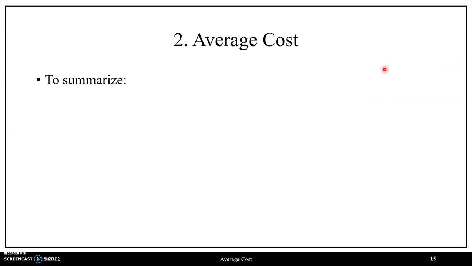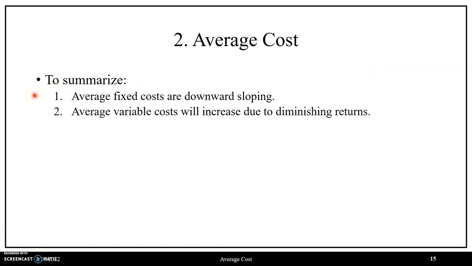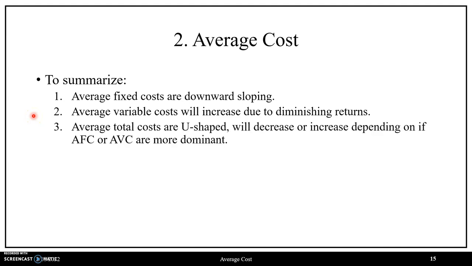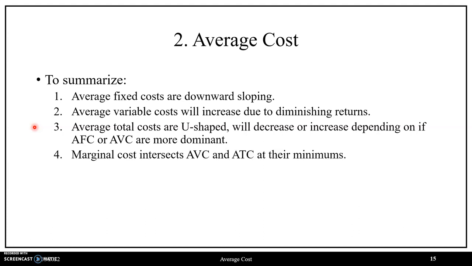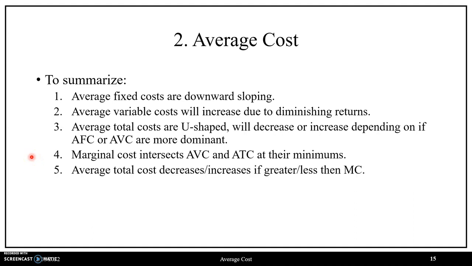To summarize what we saw in terms of these average costs, average fixed costs are downward sloping, whereas average variable costs will increase due to diminishing returns, and average total costs are U-shaped and will decrease or increase depending on whether average fixed or average variable costs are more dominant. In regards to marginal cost, it will intersect average variable cost and average total cost at their minimums, and we can restate why average total cost is U-shaped by reflecting its relationship with marginal costs.